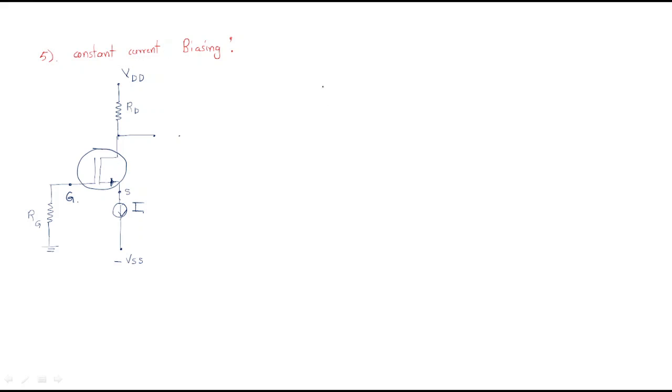So what does it mean when you put a constant current? The output current, or the drain current, is constant. Constant means the operating point is stabilized. So the stabilization is done here, and any variation in the circuit will not affect it.